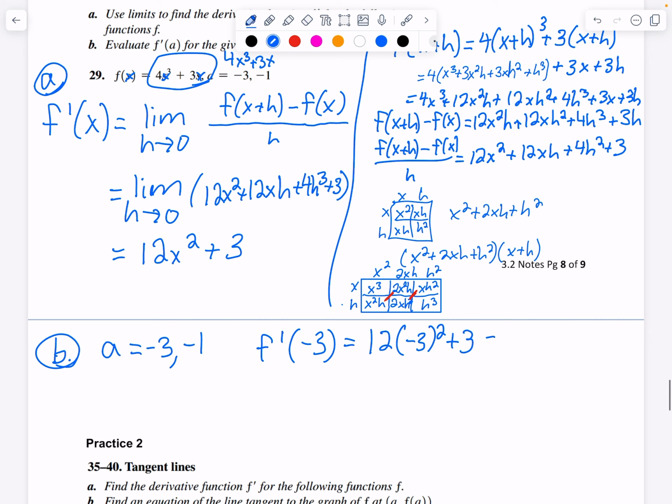Okay, well that's equal to 9 times 12, which is 90 plus 18, which is 108, which is 111. All right, so we have the slope of the tangent line at x equals -3. I can also pick any other number I want. It wants me to do -1. So -1 squared times 12 plus 3. That's going to end up as 15.